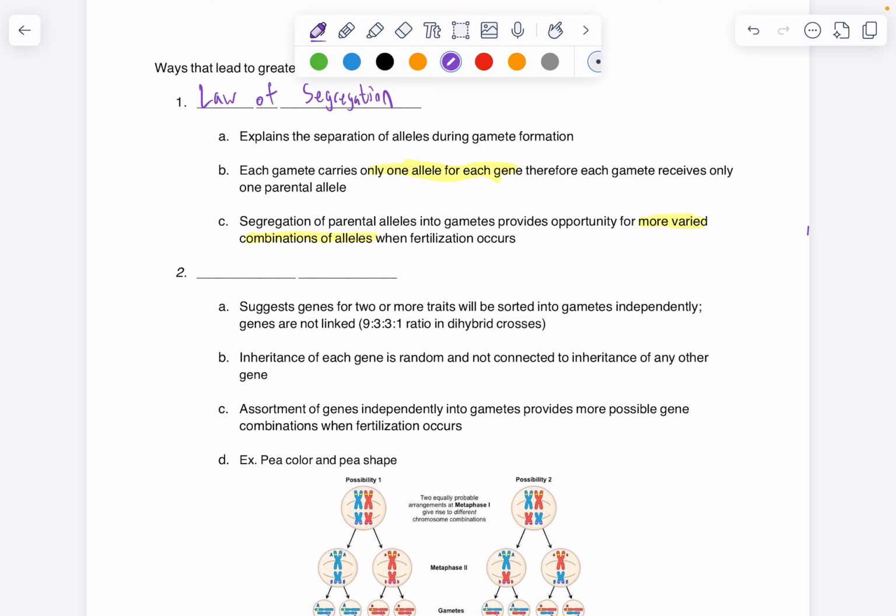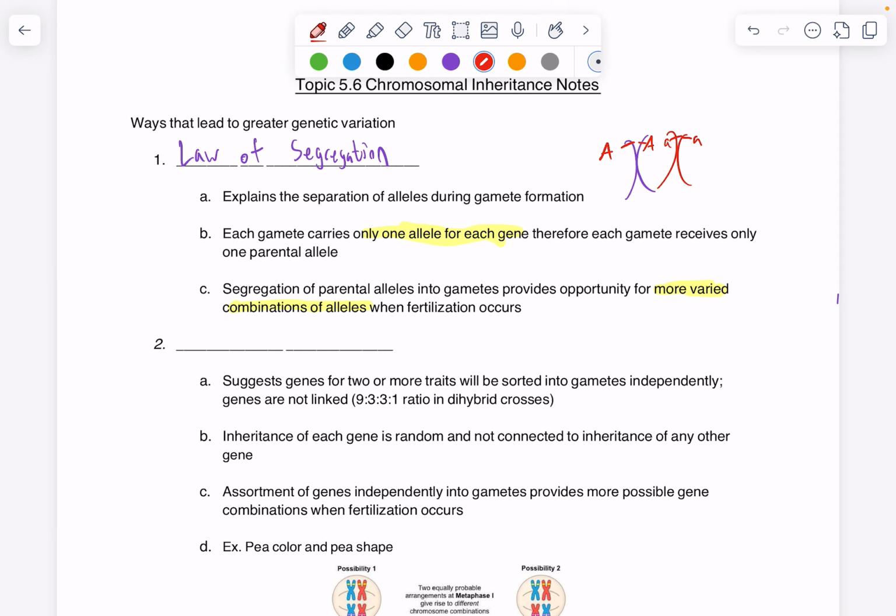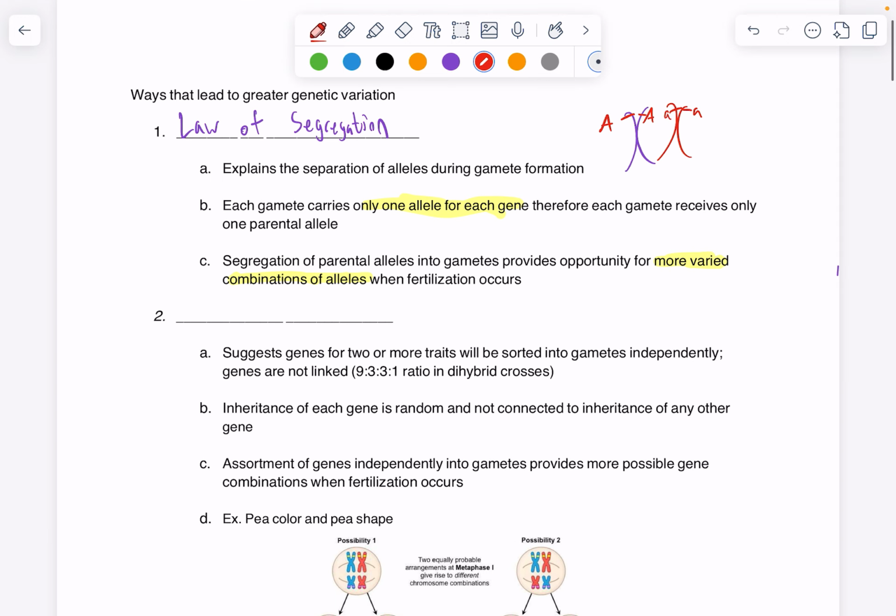So that's just saying that those alleles separate when gametes form. Right? We have a tetrad, right? Two homologous chromosomes. Each one has a different allele, and each of those will go into one single gamete by the end of meiosis.